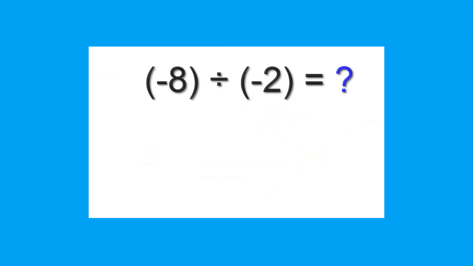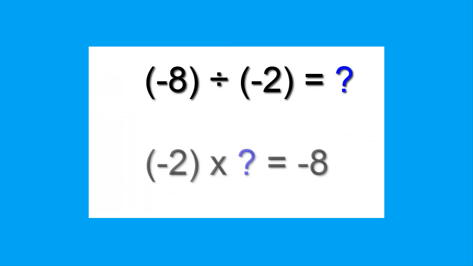Another way to solve negative 8 divided by negative 2 is to think negative 2 multiplied by what number gives an answer of negative 8. That number would be positive 4. Every division question can be solved using a corresponding multiplication fact family.